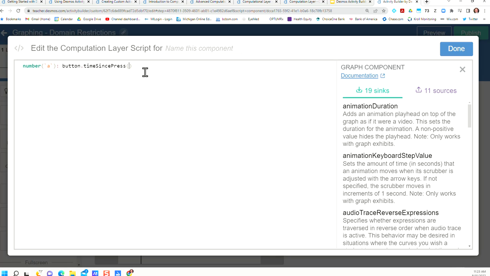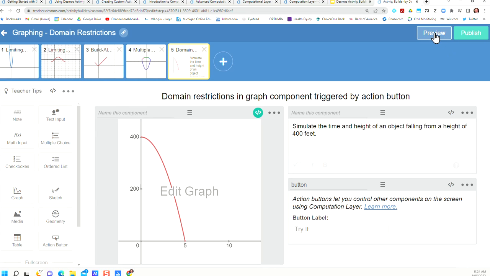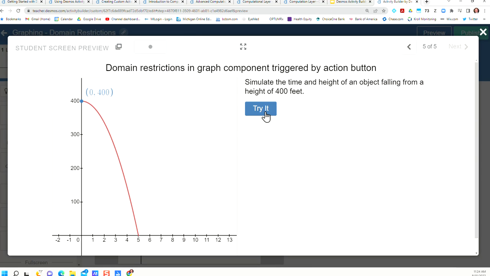Now, if I don't put anything in the parentheses, this number A will run for 10 seconds. 10 seconds is the default. But if I want to shorten that or lengthen it, I can put a number in the parentheses, in this case 5, to enable that to happen. So one more time in preview mode, once the button is activated, A will count from 0 to 5, and there's our simulation. So that's an introduction to how we can create limited graphs, if you will, using domain restrictions in the Desmos graphs.